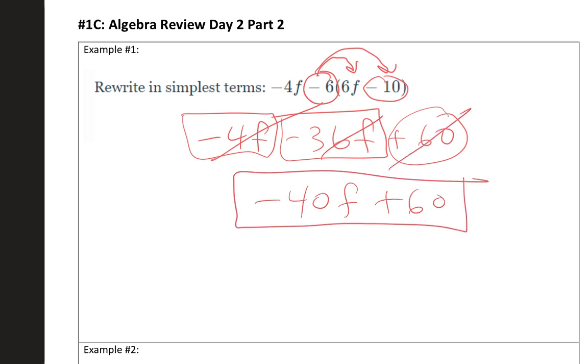Okay, so what we do is we just make sure if there is a symbol in front that we take the whole thing, we multiply it whenever there's parentheses. But this -4f is not being multiplied. It's only this -6 because it's right next to it, right? Okay, so let's keep that in mind. All right, let's keep it moving.